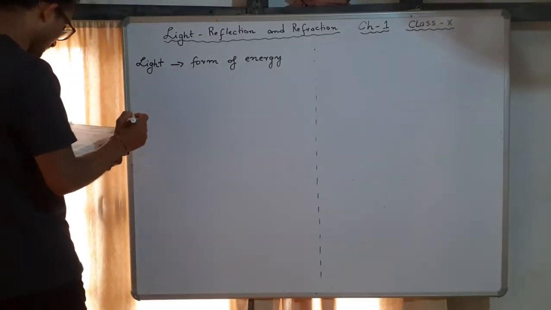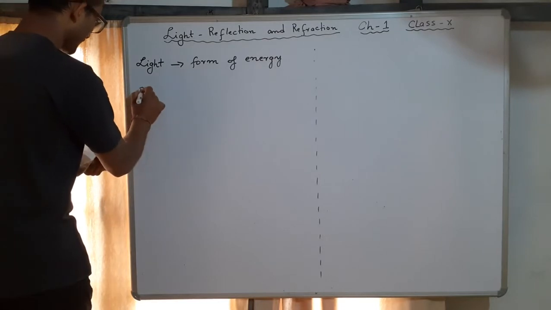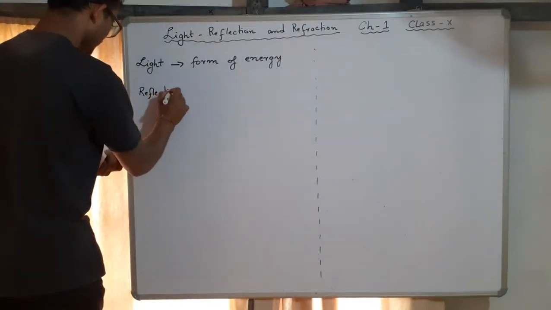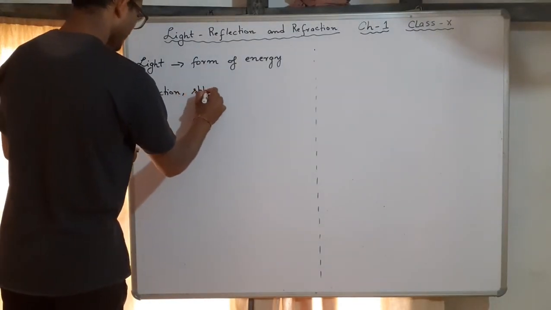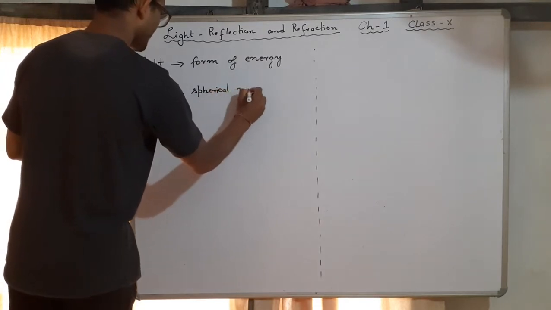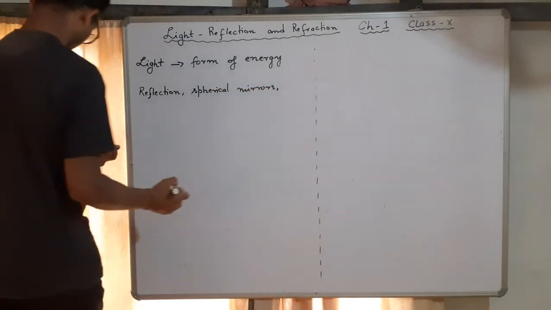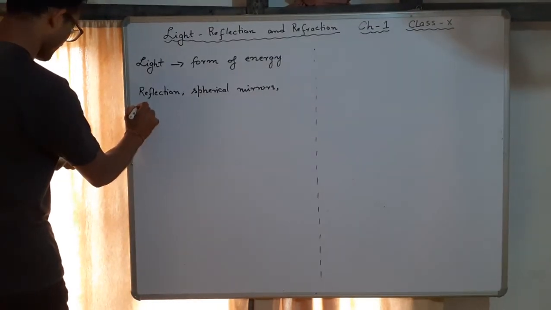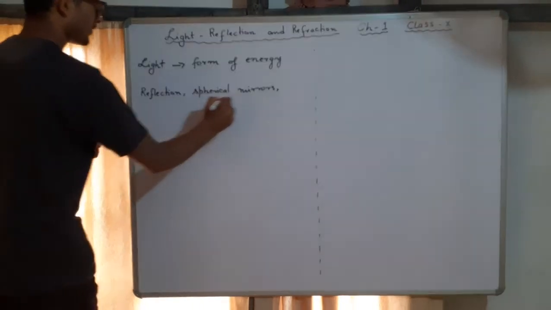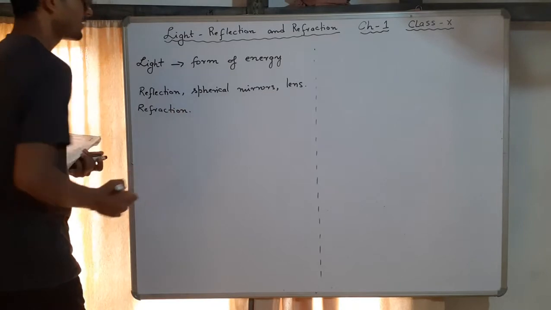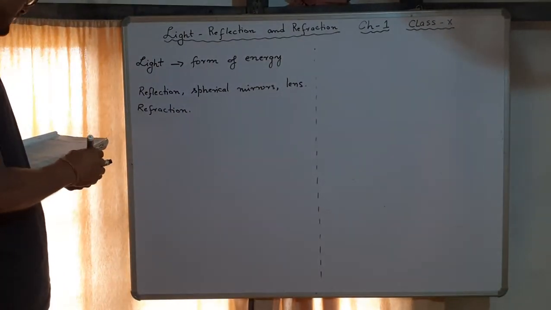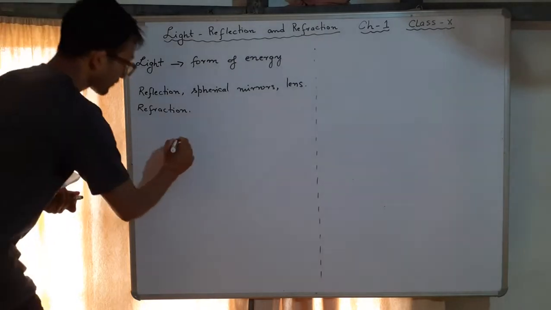In this chapter, what we will be seeing is reflection. These are the topics to be discussed: spherical mirrors, lens. All these things will be discussed in this chapter, along with refraction, which will come into contact again and again. First of all, we'll start our lesson with reflection.